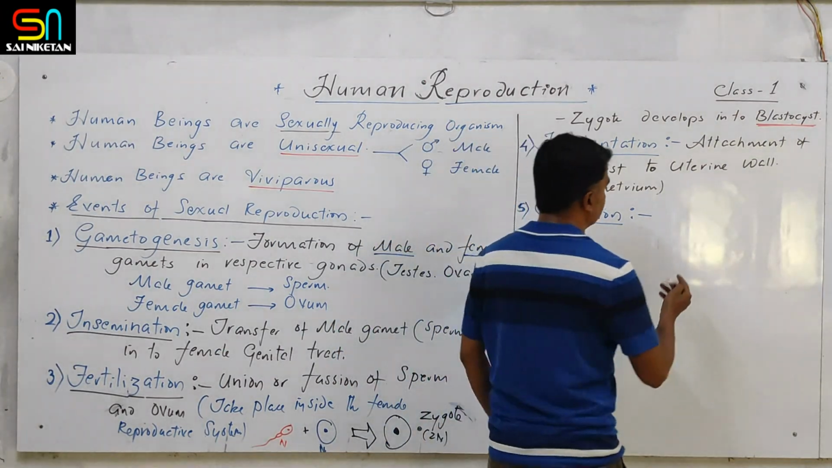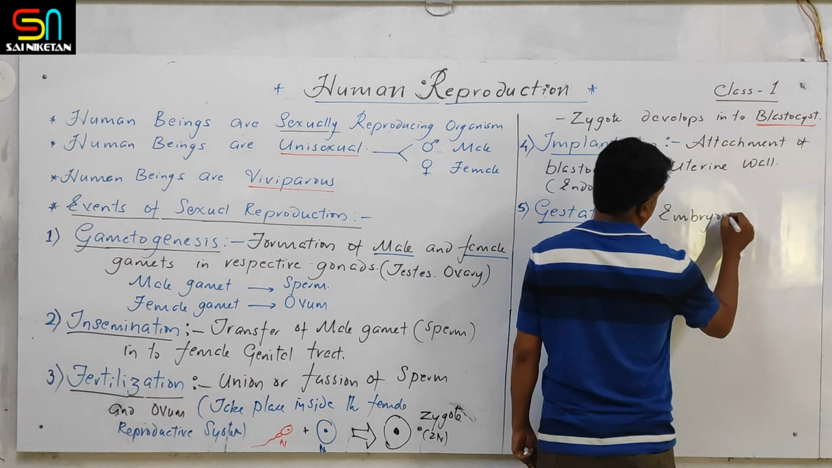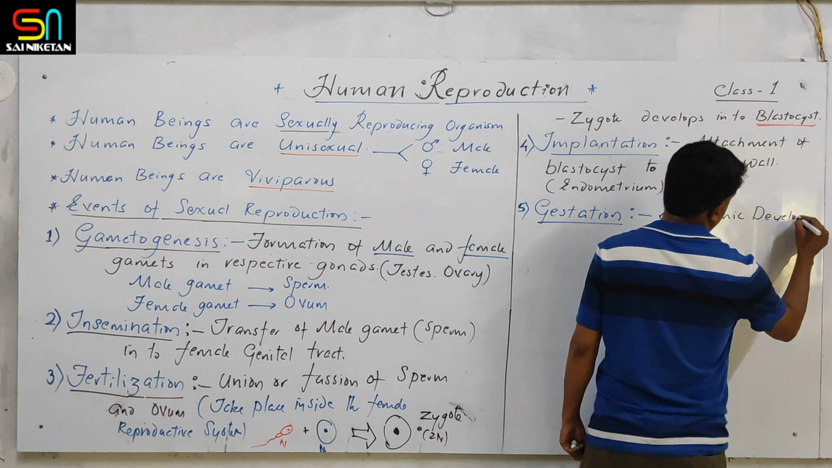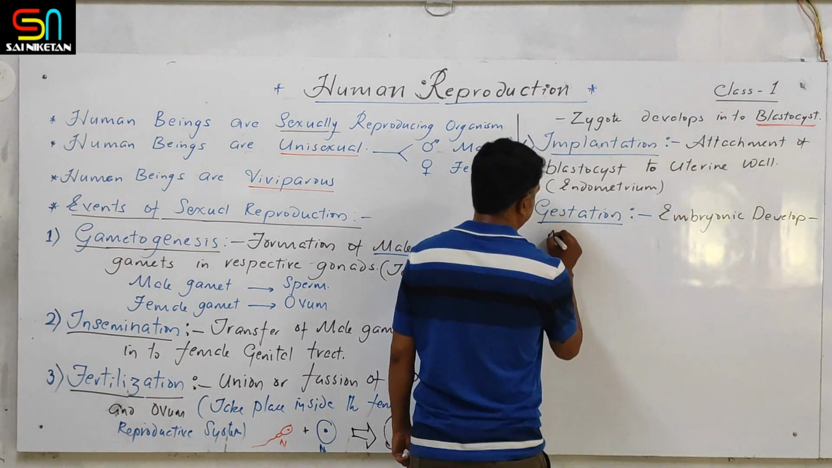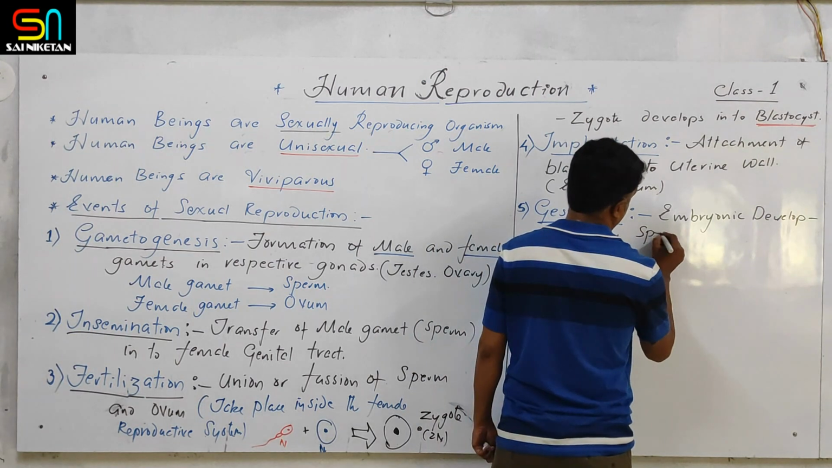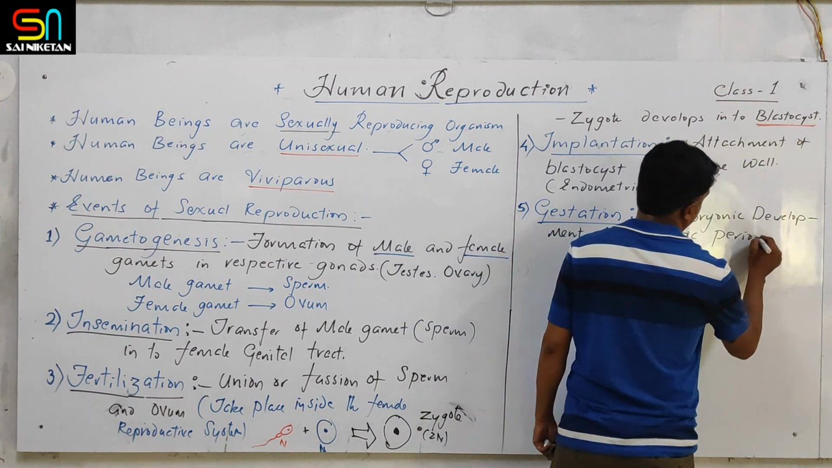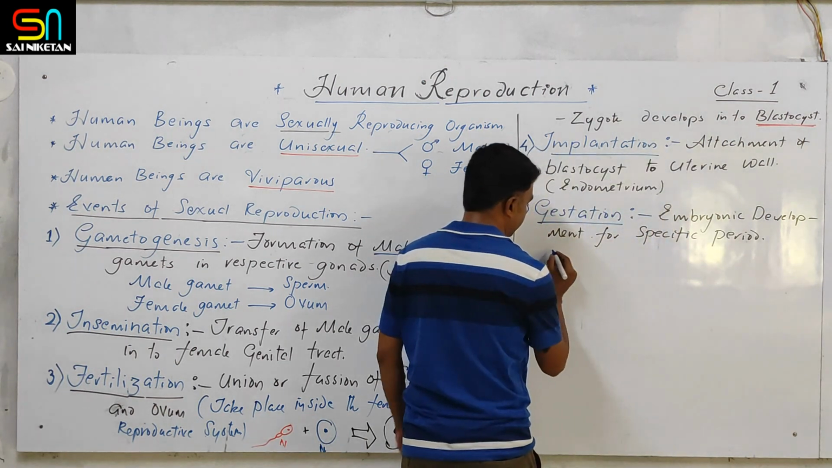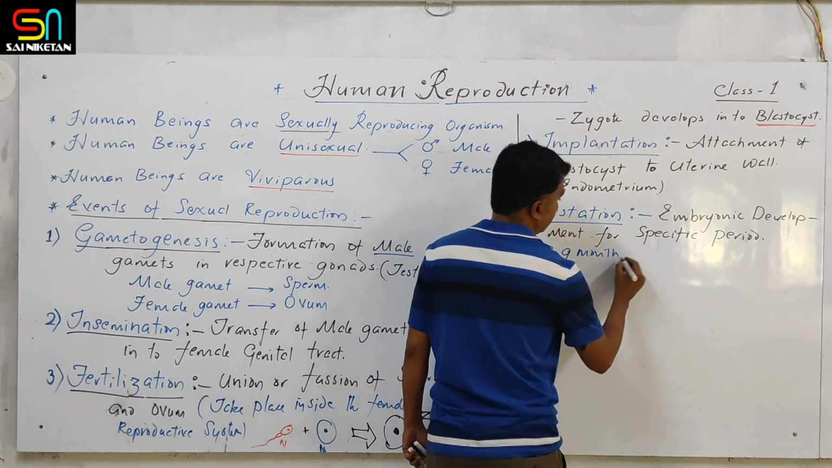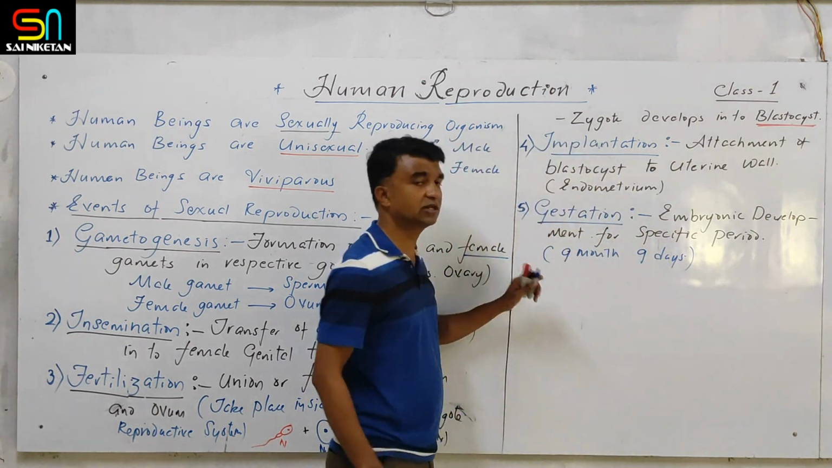So this is nothing but embryonic development for a specific period. For example, if you take the human being, it is 9 months, 9 days. This is gestation.